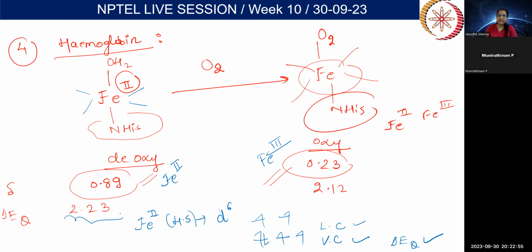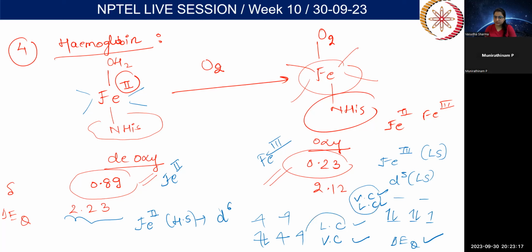One thing. Second, if I say iron 3 is in low spin, I would have d5 low spin, so it would be this particular way. There also we have valence contribution and lattice contribution, right? Because these two parameters exist in both iron 2 and iron 3, that's why the delta EQ values are more or less similar, 2.23 and 2.12. Not much difference is there.